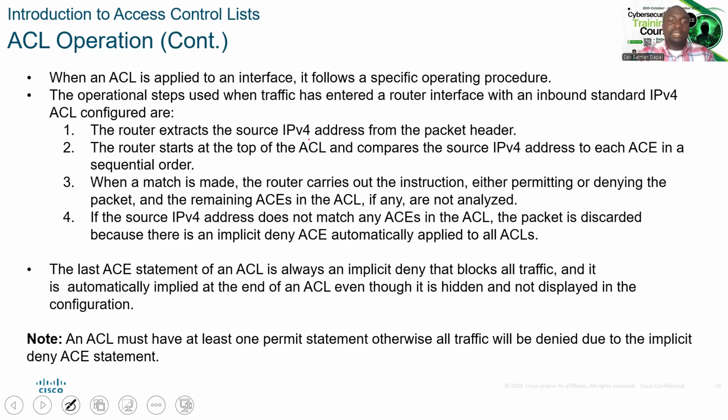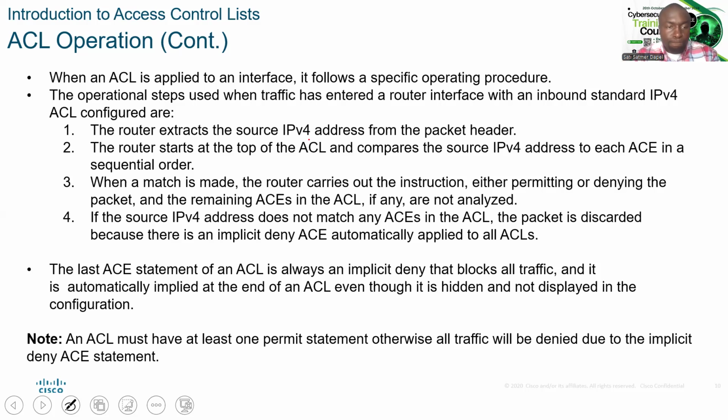So when the access list is applied to an interface, it follows a specific operating procedure. The operational steps used when traffic has entered a router interface with an inbound standard IP version 4 access list configured: one, the router extracts the source IP version 4 address from the packet header. We're just trying to explain what happens, from the time the traffic comes in to when the traffic is going out.